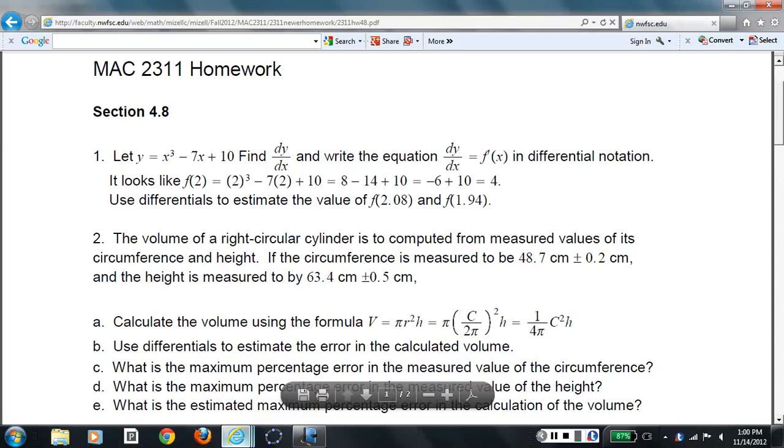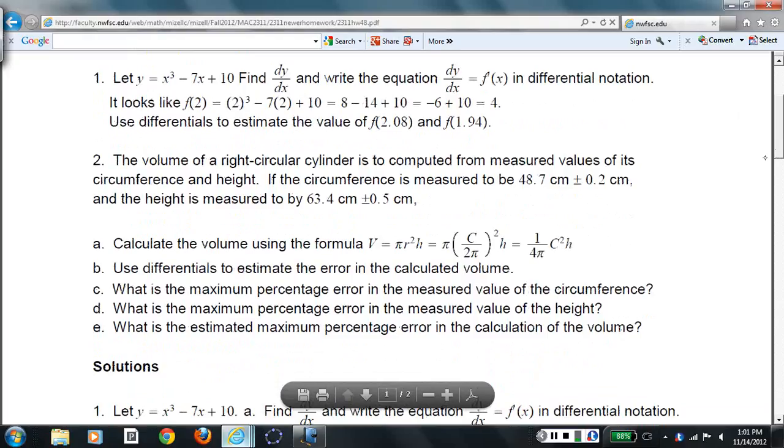We did one like one in class. That's certainly going to look at. Volume of the right circular cylinder. We have to calculate the differential of the formula for the volume of a right circular cylinder in terms of C. We did that one in class, so definitely that's a good one. And it walks us step by step through the process, calculating the maximum percentage error in the measurement of circumference, maximum percentage error in the measured value of the height, and the estimated maximum percentage error in the calculation of the volume. We did basically that exact problem in class.